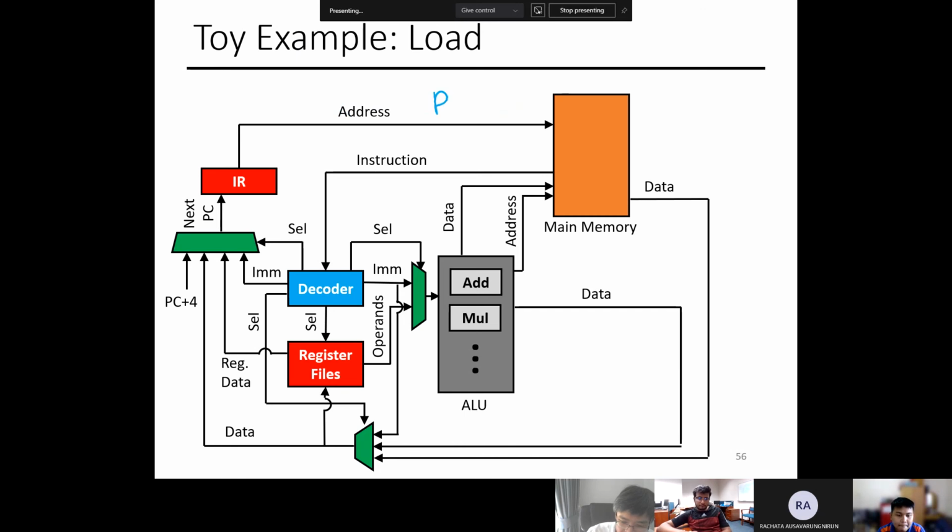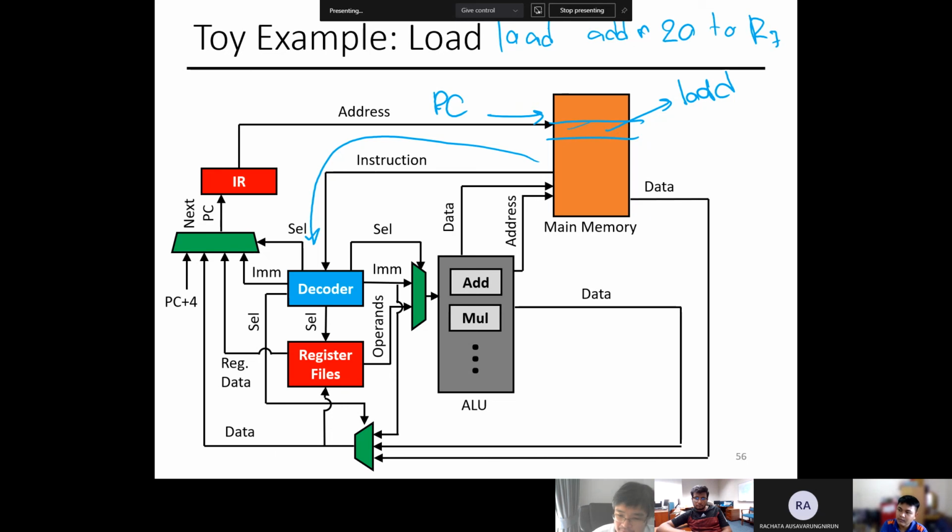So this is your PC, program counter. Go in here. It's the address that represents the load instruction. Over here will be a load instruction, right? Then the instruction comes to the decoder. Decoder says, oh, okay, it's not an add anymore. It's a load instruction. Let's say it's a load immediate, right? Load address 20 to R7. Let's say I want to load 20 to R7.